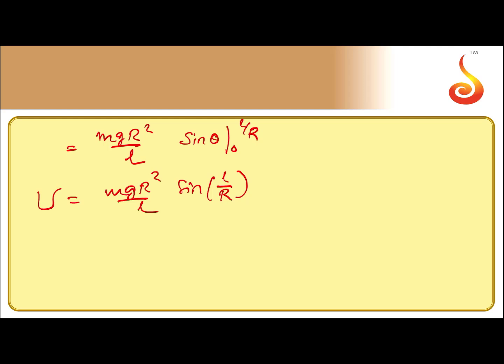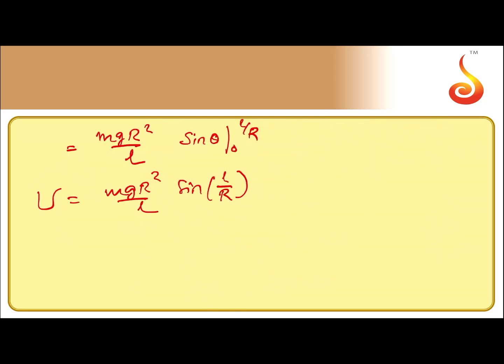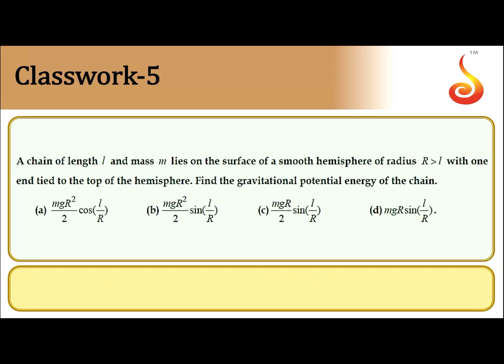So you will notice that this is mg r square divided by L into integral cos theta d theta, and it further reduces to mg r square divided by L into sine of L divided by R. That is, mg r square sine L by R.